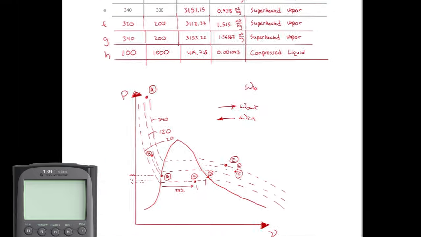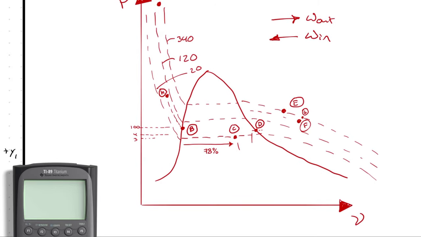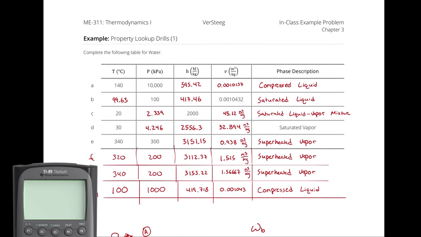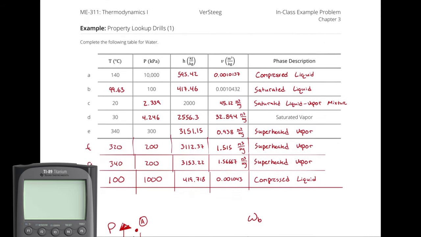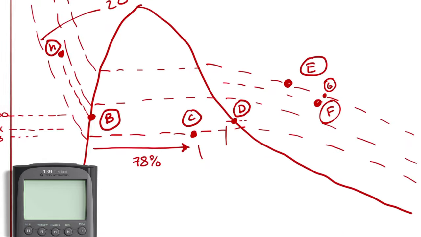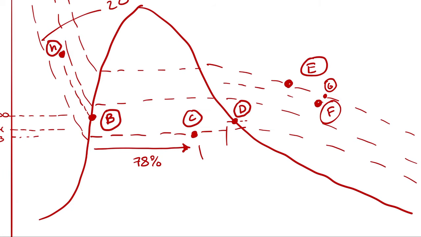So if you had a process that went from C to B, so if for some reason we had a process that went from 20 degrees Celsius and 2.339 kilopascals to 99.63 degrees Celsius and 100 kilopascals, you know that that's going to involve a work in term, because visually you're going from the right to the left, meaning you have horizontal displacement to the left, which means that you must have a compression process.